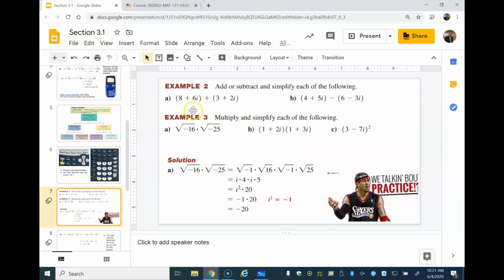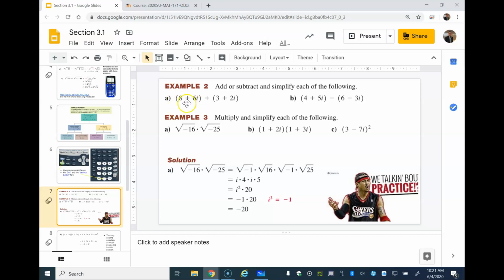For the next part of this section, we're going to be adding, subtracting, multiplying and dividing these imaginary numbers. Again, always remember to put parentheses around any complex numbers and parts.